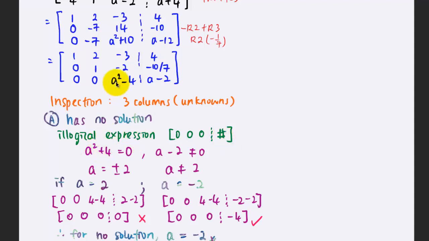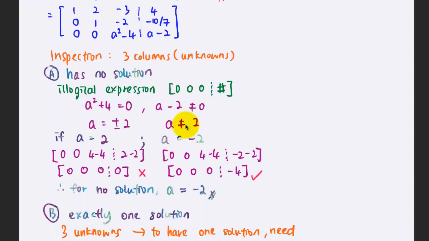So let's look at the condition here. We need to check what value of A makes this term 0. A squared minus 4 is 0, and you simplify it. In this case, you need to consider the plus minus sign of the square root of 4, so you have A equals plus minus 2. On the other side, we know that A minus 2 should not be 0, because if A minus 2 is 0, then this would not be an illogical expression. So A minus 2 should not be 0, and A should not be 2. So now we have two sets of results here: either A equals plus minus 2 or A is not equal to 2.